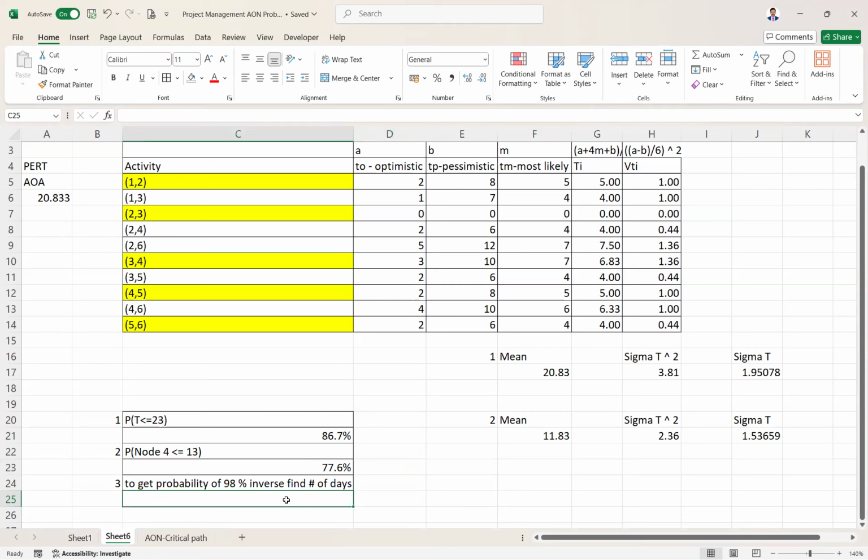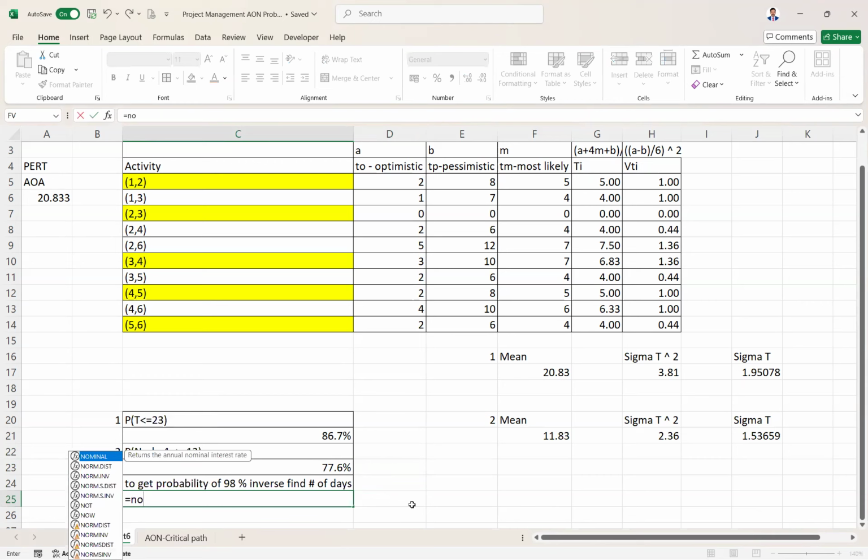Now, the interesting part. Until now, you were asked to calculate the probability for given days. Now they are asking, give me the days. Probability is given. So we have to use norm inverse. Here, if you see, there is norm dist. Below it, there is norm inverse. See what it returns: returns the inverse of the normal cumulative distribution for a specified mean and standard deviation. So this is what we have to select.